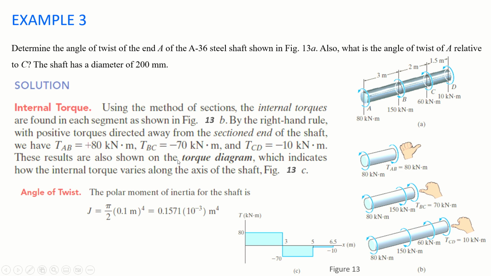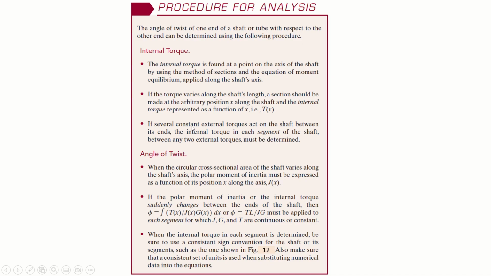So these results are also shown on the torque diagram. This is the torque diagram where 80 kilonewton meter torque is applied in section AB. In section BC it's minus 70 and in section CD it's minus 10, which indicates how the internal torque varies, right? So now we are done with the torque and we will find J, which is very simple, pi by 2 into radius power 4, and then we will put it in the equation of phi.